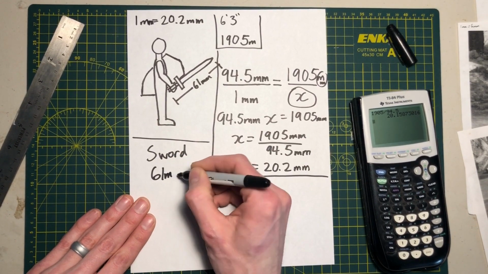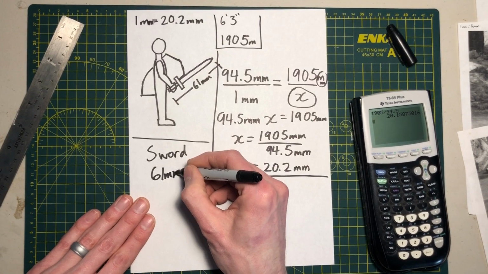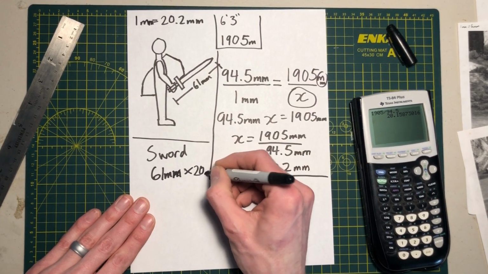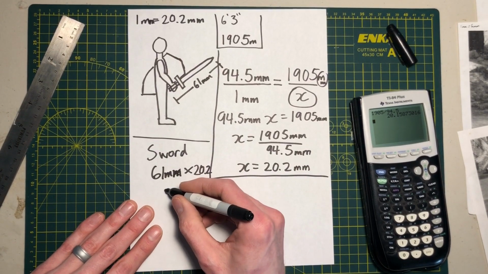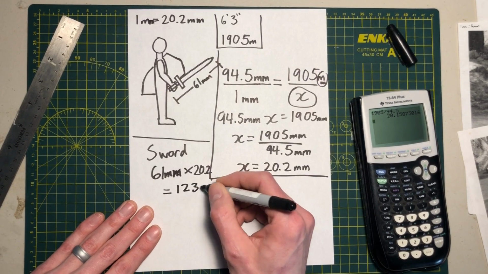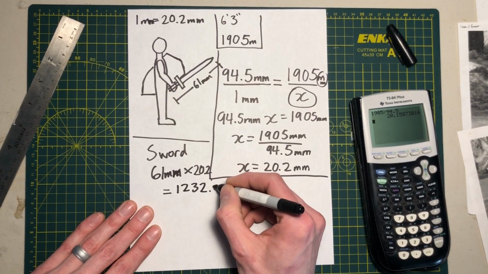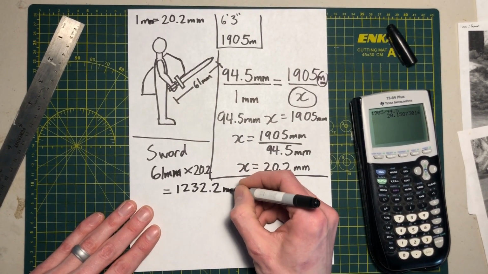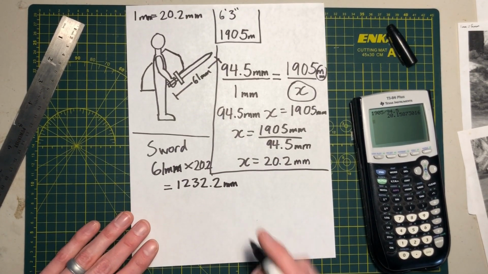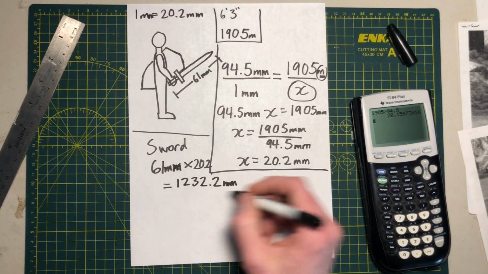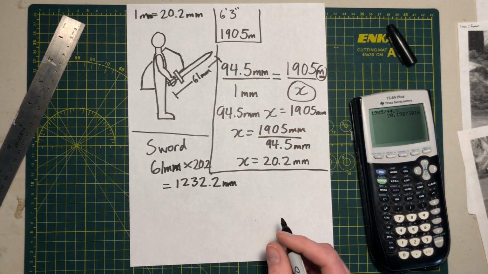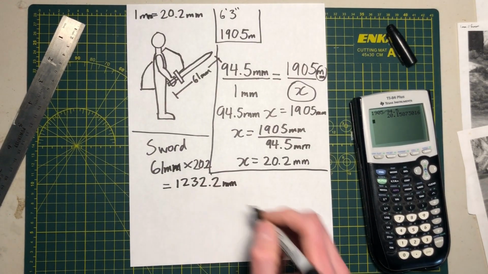61 millimeters times 20.2 is equal to 1,232.2 millimeters. So that's the length of our sword, which is 1.2 meters, or you can just go off the millimeters. So awesome, we know the length of our sword.